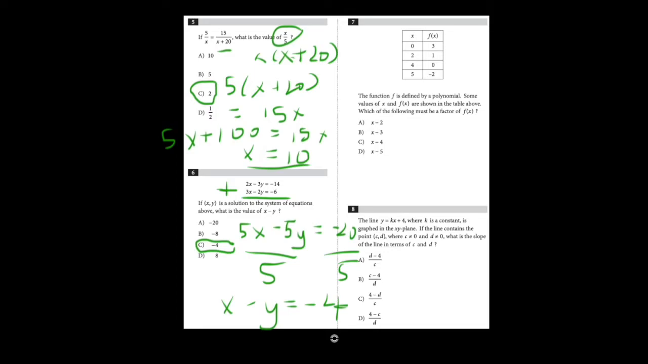Number 7, we're given a function f. It's defined by a polynomial. Some values of x and f of x are shown in this table. Which of the following has to be a factor of f of x?